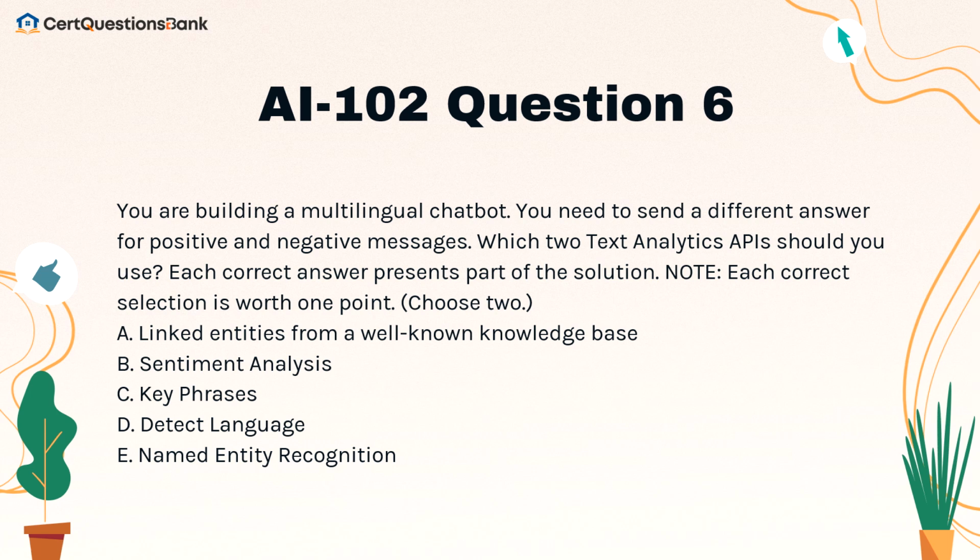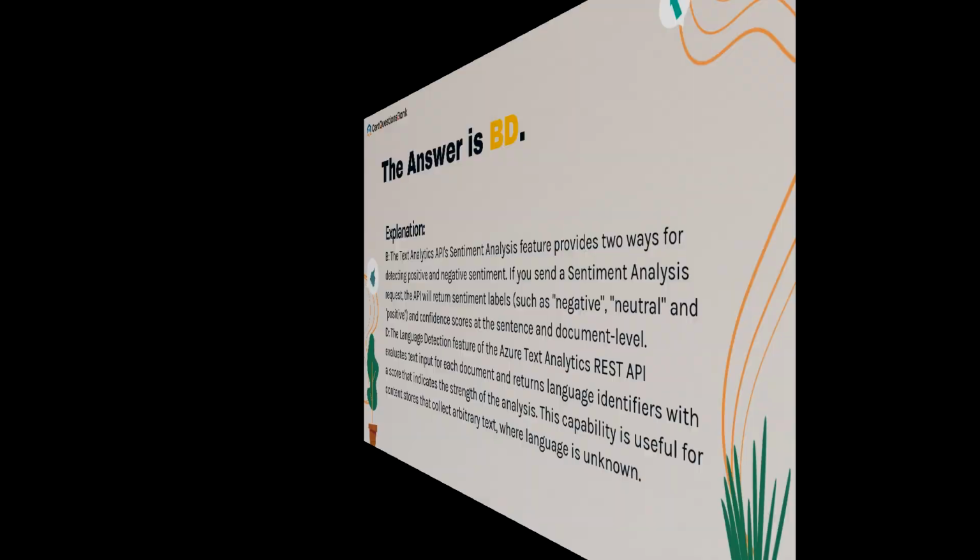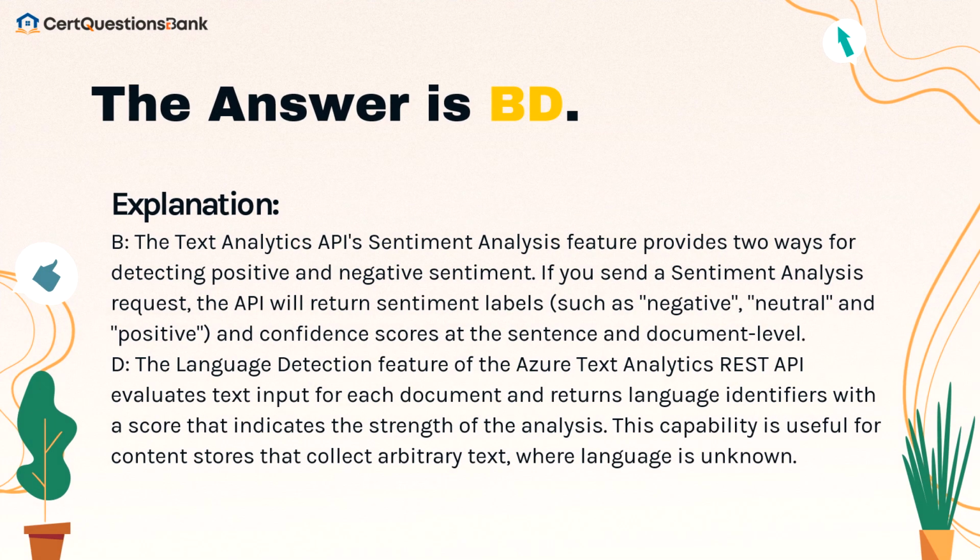Choose 2. A. Linked entities from a well-known knowledge base. B. Sentiment analysis. C. Key phrases. D. Detect language. E. Named entity recognition. The answer is B, D.